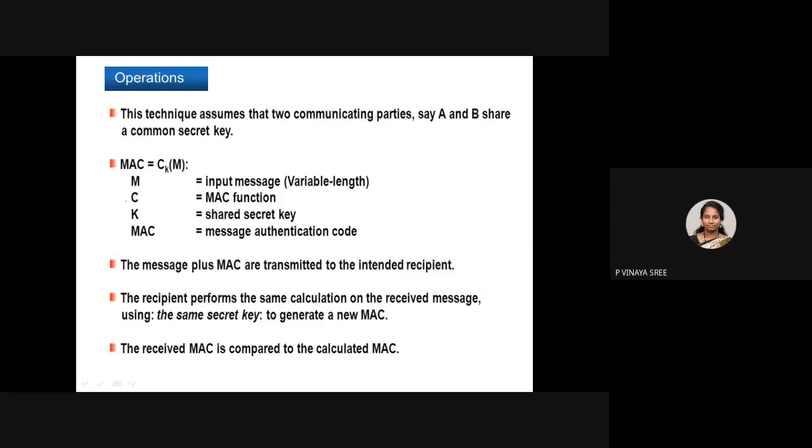So C here, C is what? C is a MAC function which takes two inputs. What are those two inputs? For the C, you will be passing the message as well as the secret key which is shared between Alice and Bob. Okay, so see here, this is C, a MAC function. In that function, we are taking two arguments. Consider a message and a key.